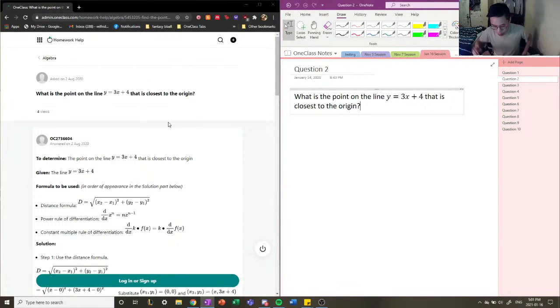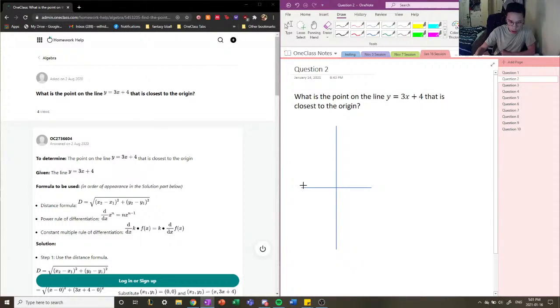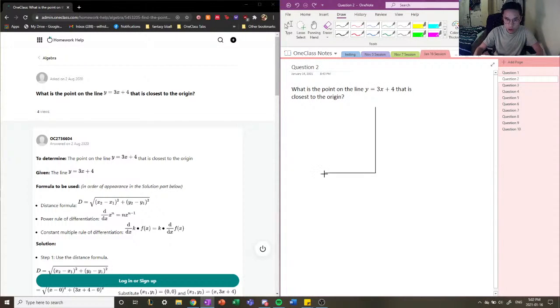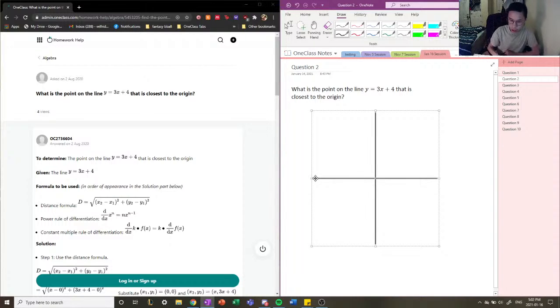All right, so I need to define what our origin is first, if you guys don't know. On our Cartesian plane here, we're going to label the axes. The origin is basically the center of our Cartesian plane, or the coordinate 0, 0.